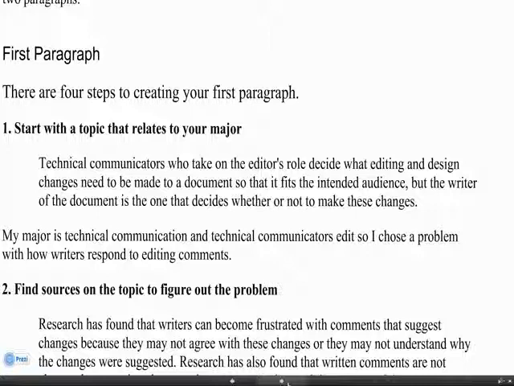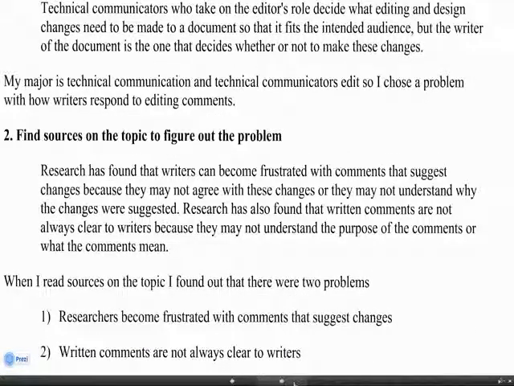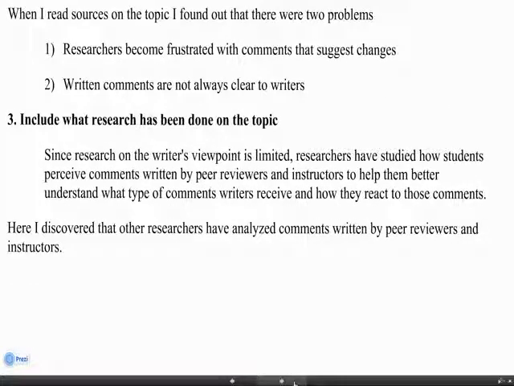The first step is to start with a topic that relates to your major. I'm a technical and professional communication major, which is kind of a division of English. My major is technical communication, and technical communicators edit. So I chose a problem with how writers respond to editing comments. The second step is to find sources on your topic to figure out the problem. When I did my research, I read sources on the topic and found out that there were 2 problems: that writers become frustrated with comments that suggest changes, and that written comments are not always clear to writers. The third step is to include what research has been done on the topic. After I read my research, I found out that other researchers have analyzed comments written by peer reviewers and instructors.